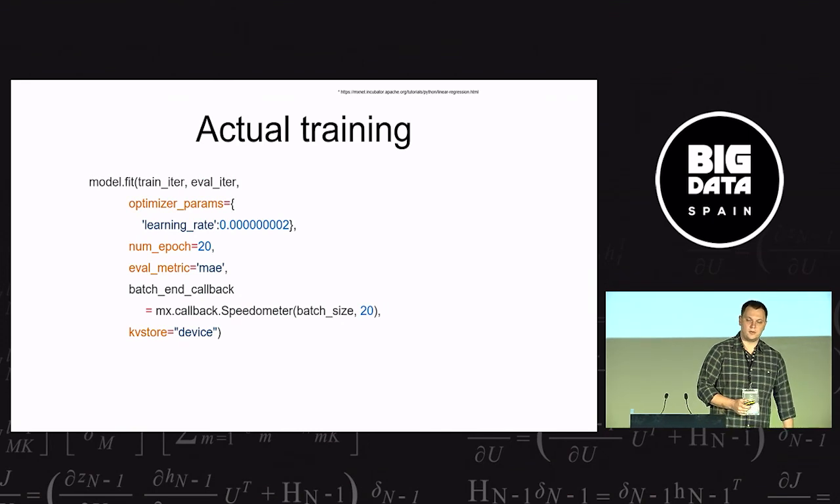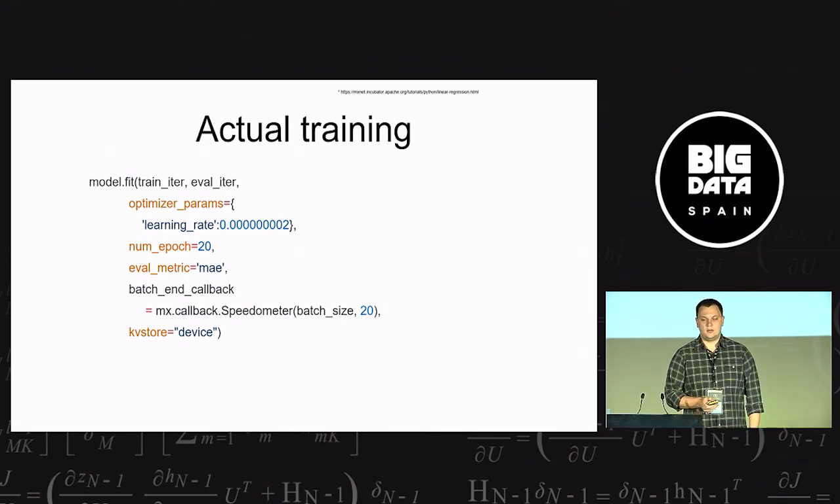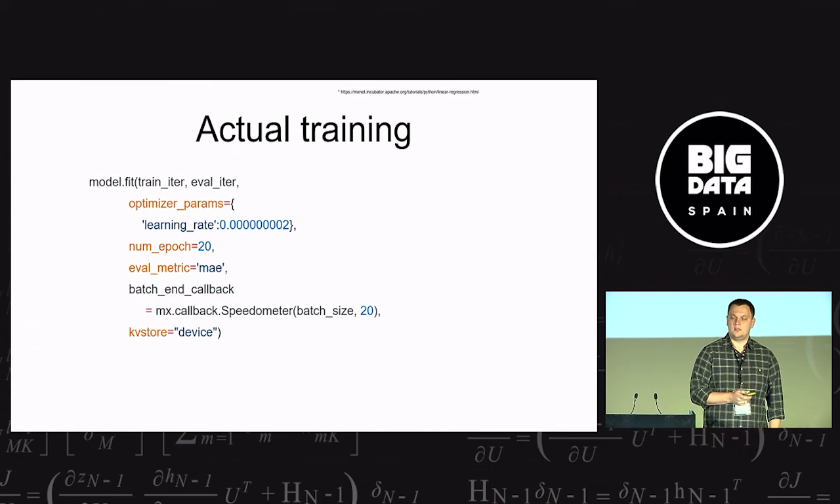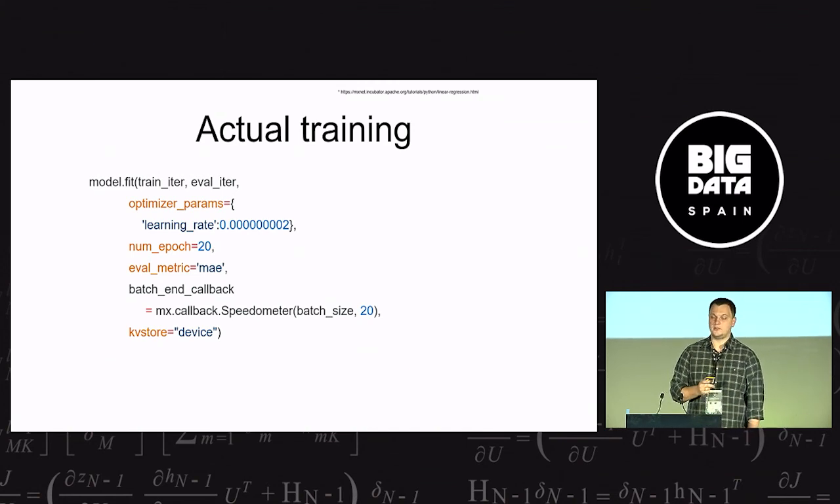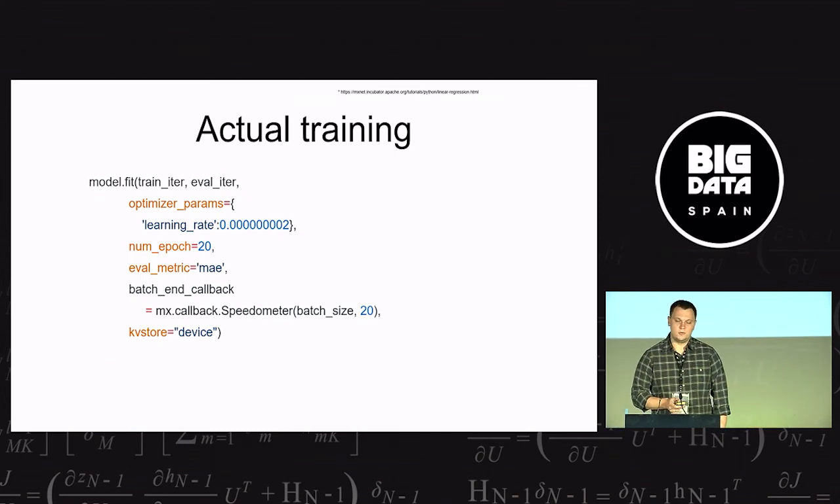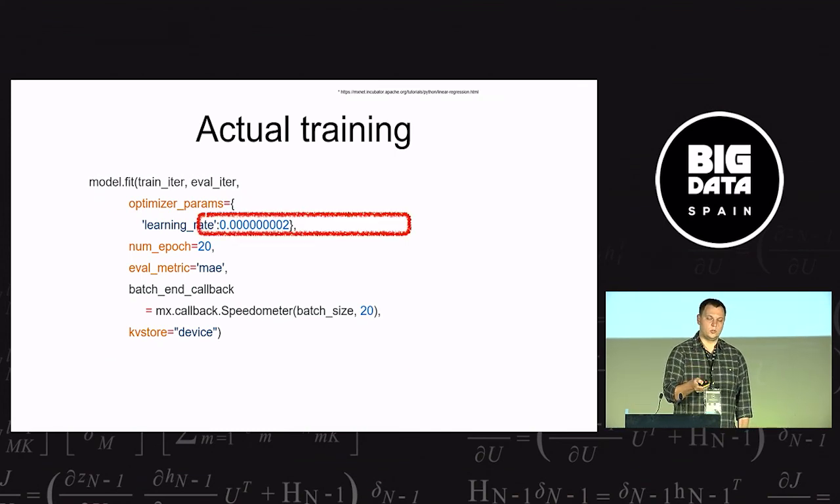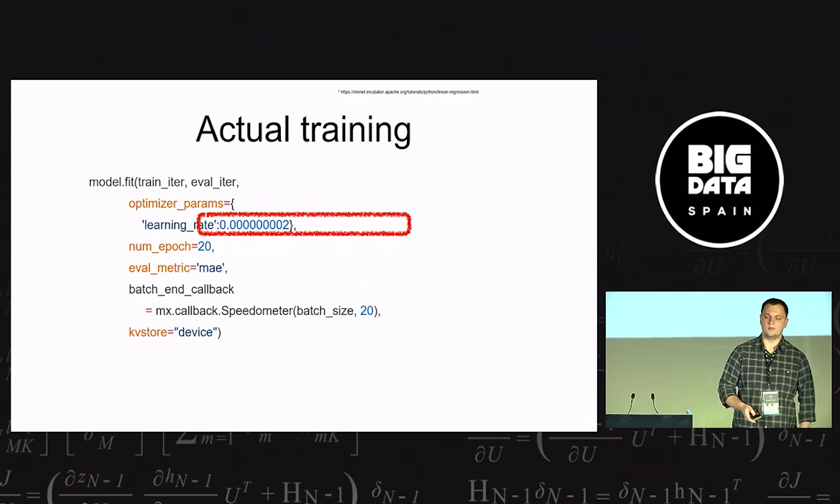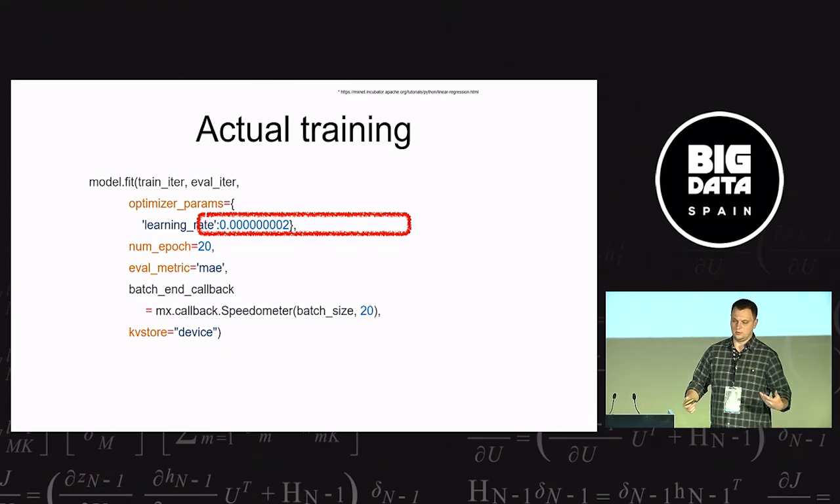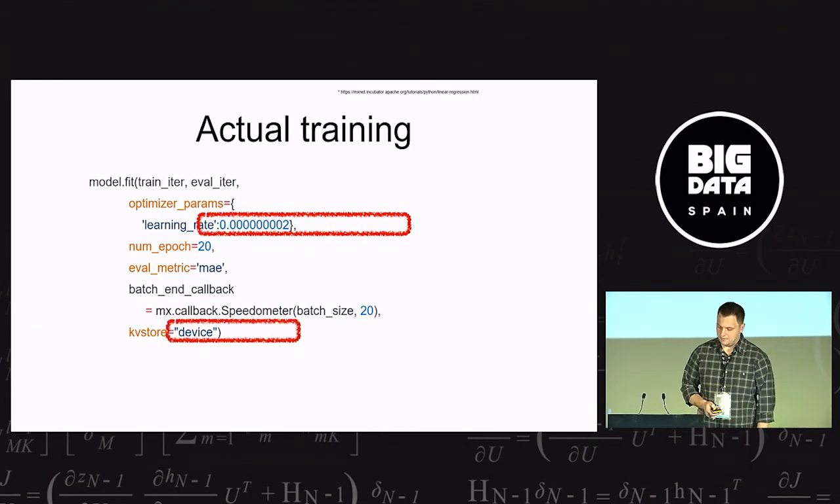Now actual training. I literally copy-pasted this from the official MXNet tutorial. I've done this deliberately to show how easy it is to make a distributed training from actual local training. We just need to look here, learning rate. It's deliberately small, so it will take a long time. So we will have some benefits in making it distributed, and KV store.